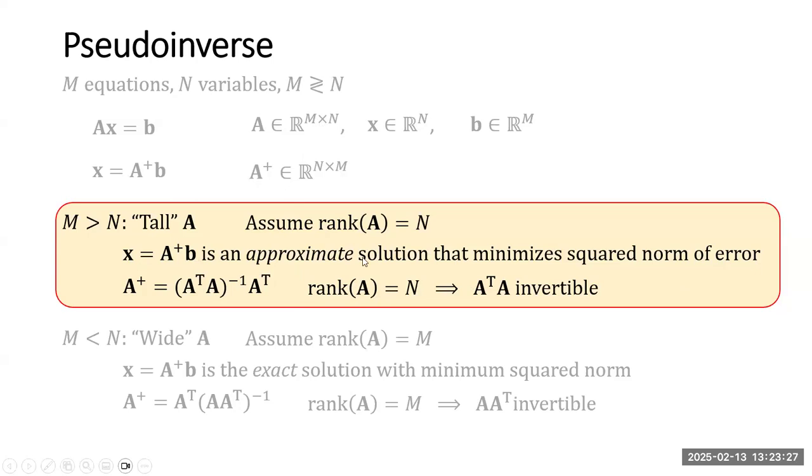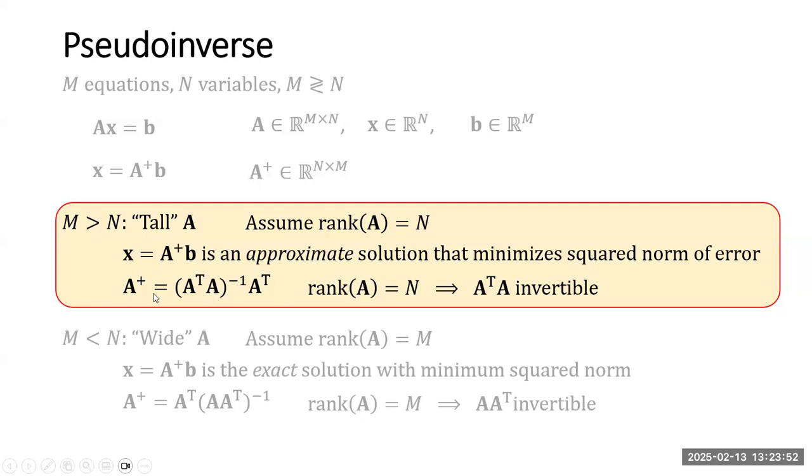Why is it an approximate solution? Because we have to satisfy, let's say m is 100 and n is 10, so m is greater than n. We have 100 linear equations and only 10 variables. x is a size 10 vector, right? So we cannot expect to satisfy 100 linear equations with 10 variables. So we look at an approximate solution.